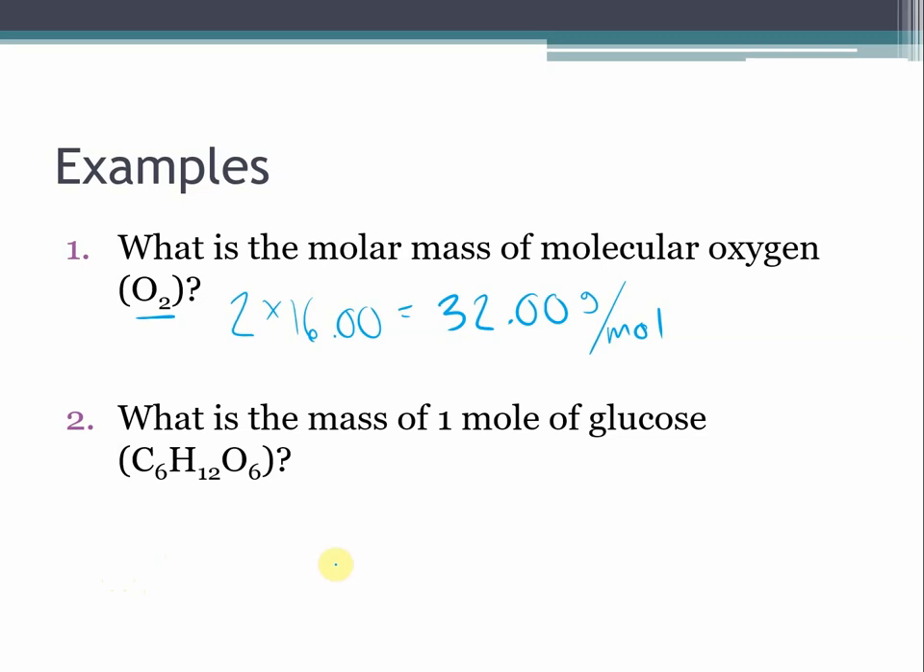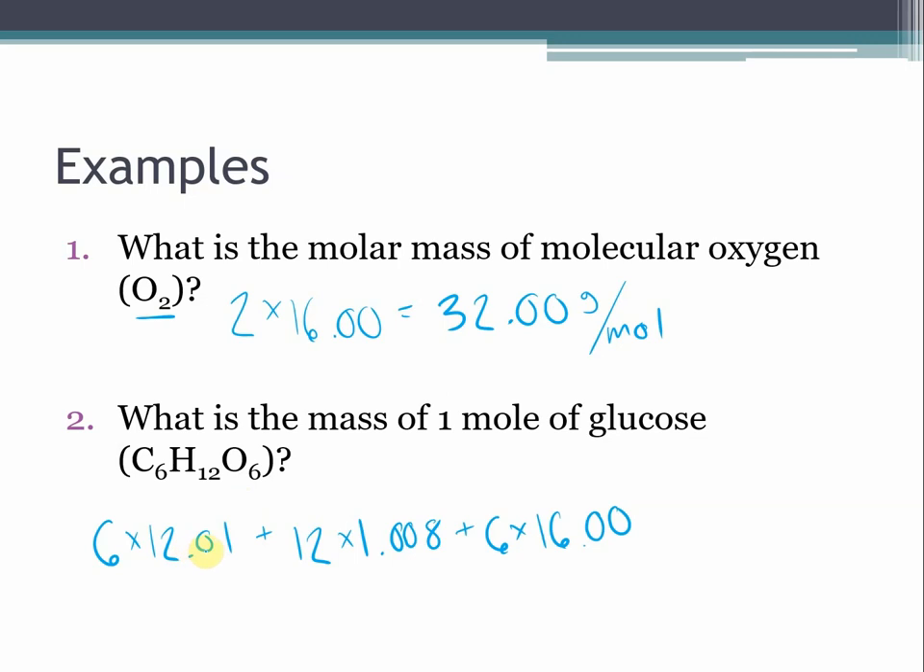Number 2 says, what is the mass of 1 mole of glucose? And it gives us the formula for glucose is C6H12O6. Well, the mass of glucose is going to be the mass of 6 carbons and 12 hydrogens and 6 oxygens. So to find it, that's exactly what we're going to do. We'll do 6 times the mass of carbon, which is 12.01, plus 12 times the mass of hydrogen, which is 1.008, plus 6 times the mass of oxygen, which we already said was 16. Again, this is the mass of 1 atom.